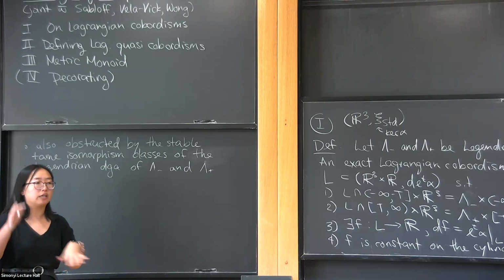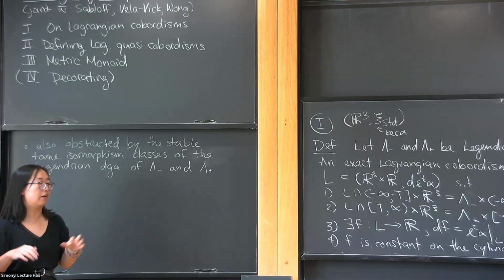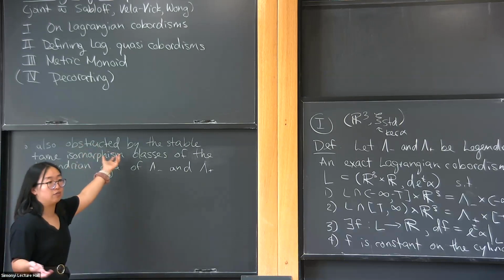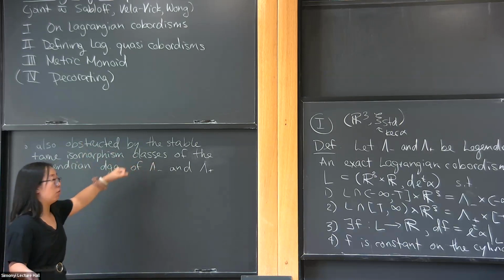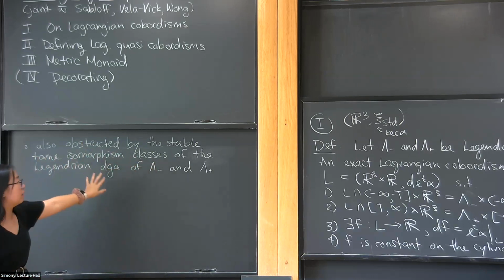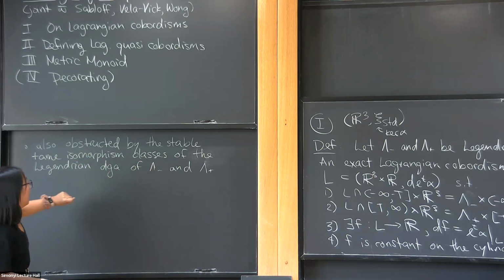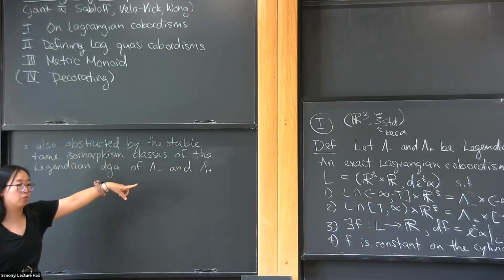All of these ruling things and other stuff that you hear about, they all sort of are properties, if you will, of the stable tame isomorphism classes of the DGA. So in particular, the main source of obstruction is the fact that this behaves functorially over Lagrangian cobordisms.